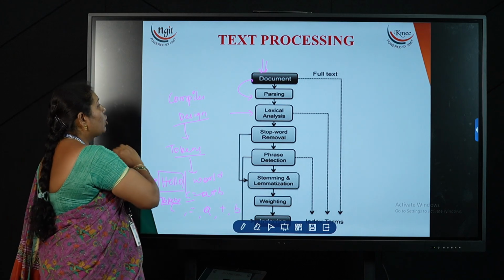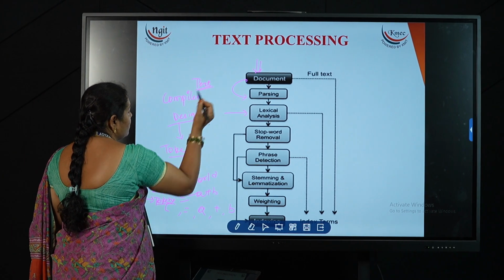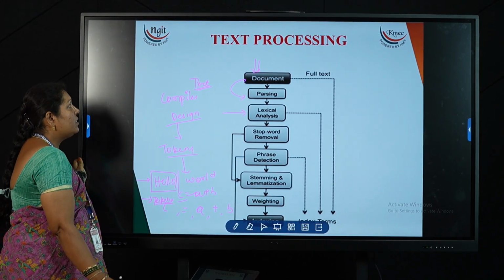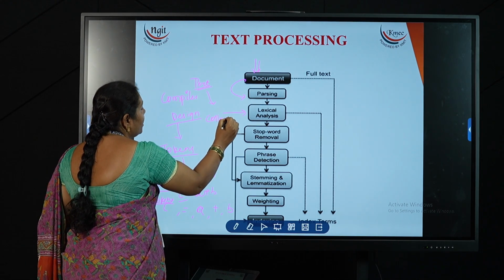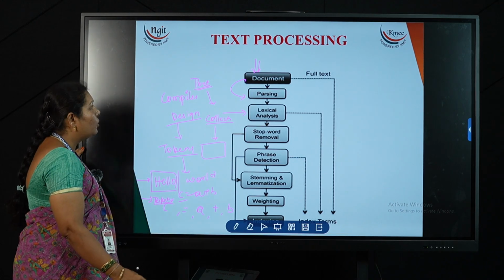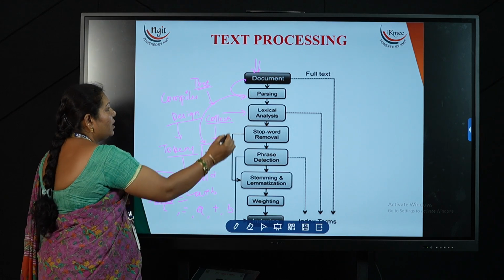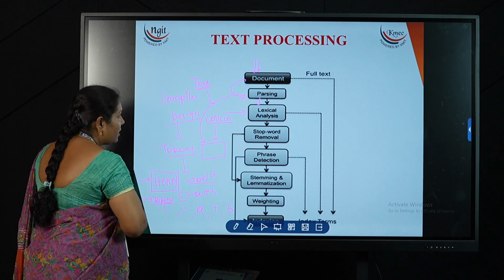We are talking about text retrieval. Suppose I am talking about the text. For the complete text, first we have to parse the data. Parsing in this context means you are collecting the relevant data, and the relevant data has to be stored somewhere else. So this parsing will be connected to this relevant data. Then the next step is lexical analysis, where you have to tokenize each word.